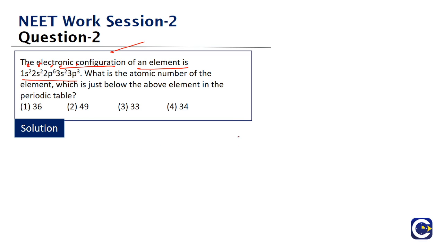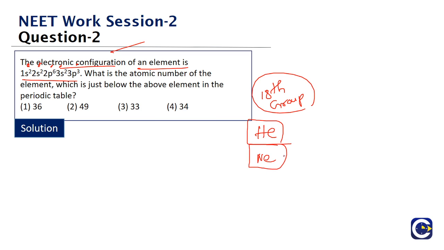We will try to understand the position of elements by looking at the corresponding period-end elements, the 18th group elements, because we will be able to derive a lot of information when we look at the corresponding inert gas element. So helium comes in the first period, then neon, then argon. Argon comes in the third period. Here the total number of electrons is 15. What is the element with atomic number 15? It is phosphorus.